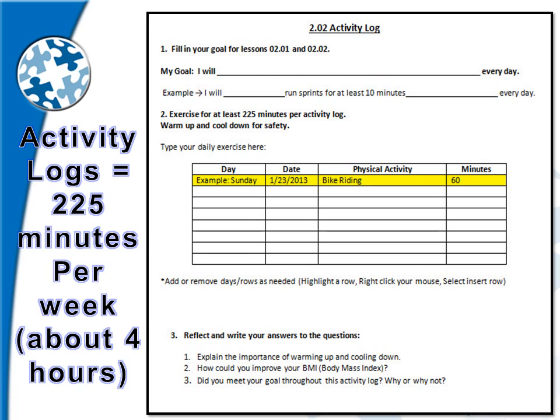When you are ready to fill out your activity log, you're going to put the day that you did your activity, the date, the activity that you did, and for how long you did it for. When you have a combined total number of minutes of 225 minutes or more on this activity log, then you can go ahead and answer the reflection questions at the bottom and submit this for grading.